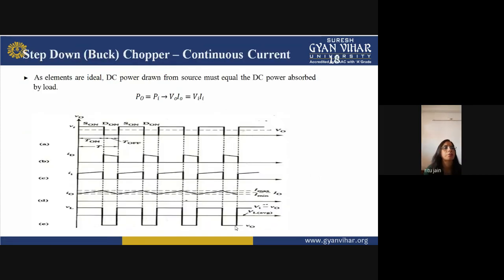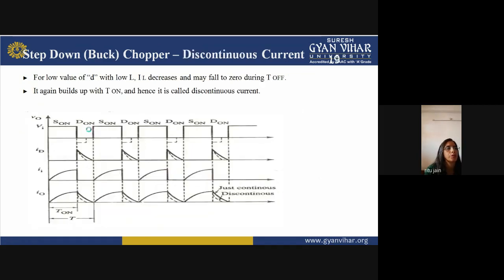Now the step down chopper elements are ideal, so the DC power drawn from the source must equal the DC power which is absorbed. From the diagram you can see all the waveforms are given over here.